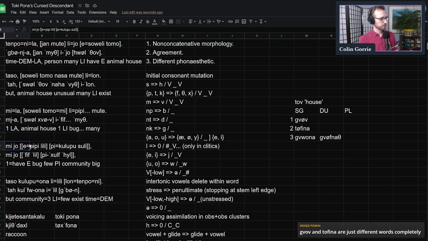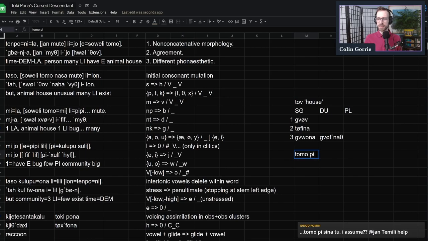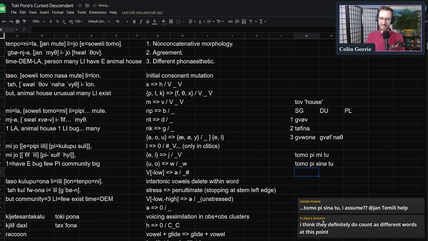Gvifnath. All right. So then how are we going to do the house of us two? So this is going to be Tomo, what is it? Me tu, and then Tomo Pisina tu. Am I right? Am I wrong? Am I totally off base? Tell me.